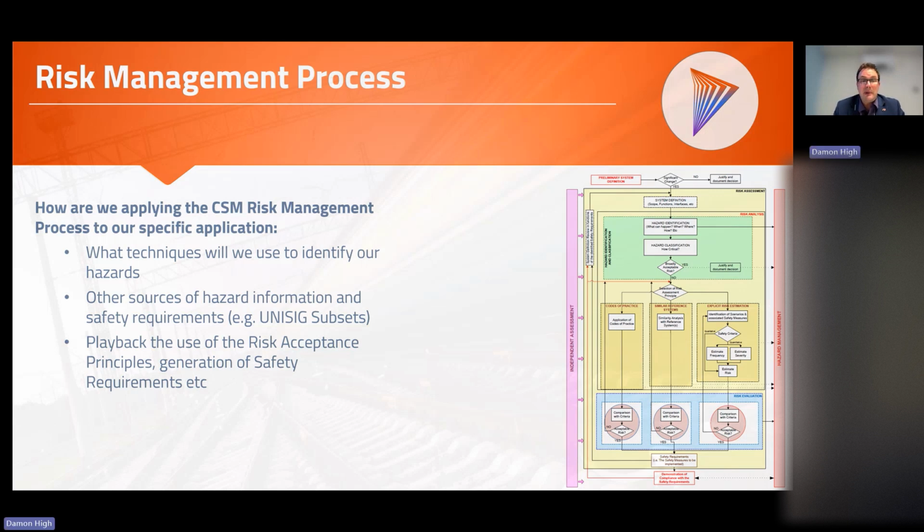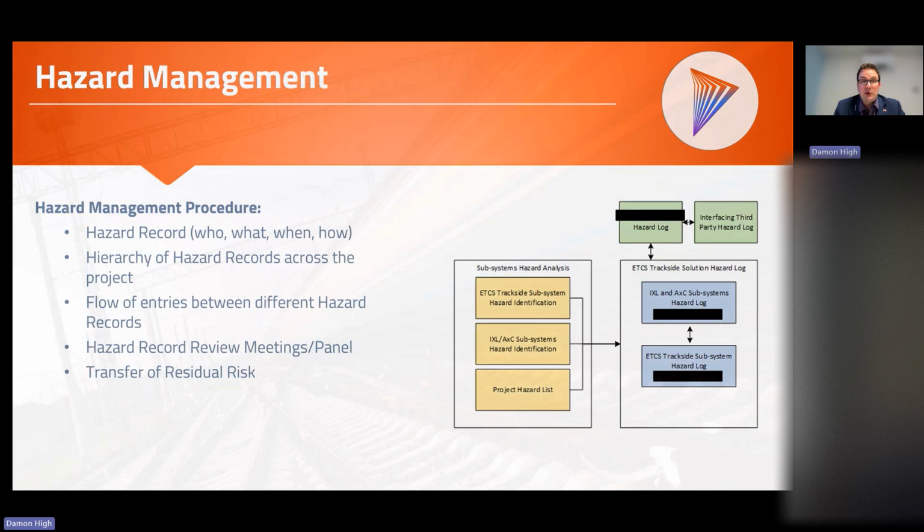And we also want to play back how we're going to be applying risk acceptance principles, generating safety requirements, and demonstrating compliance through various stages of the life cycle. One of the things that we'll be talking about as well is the hazard management procedure.